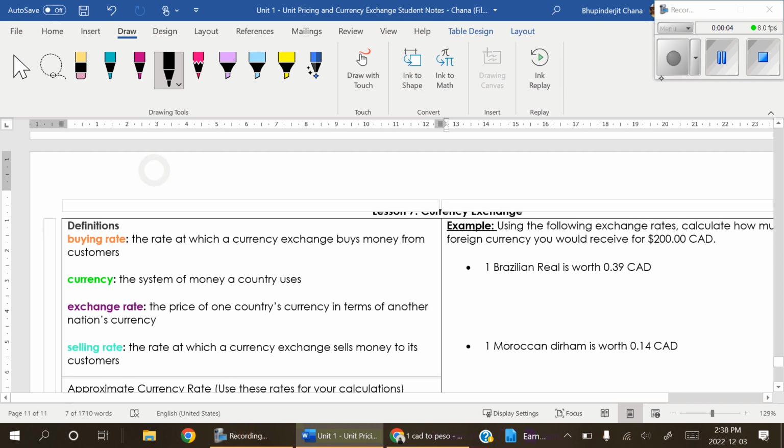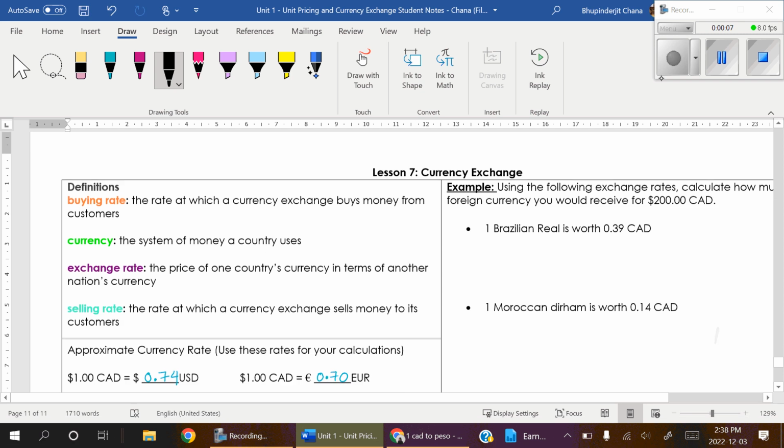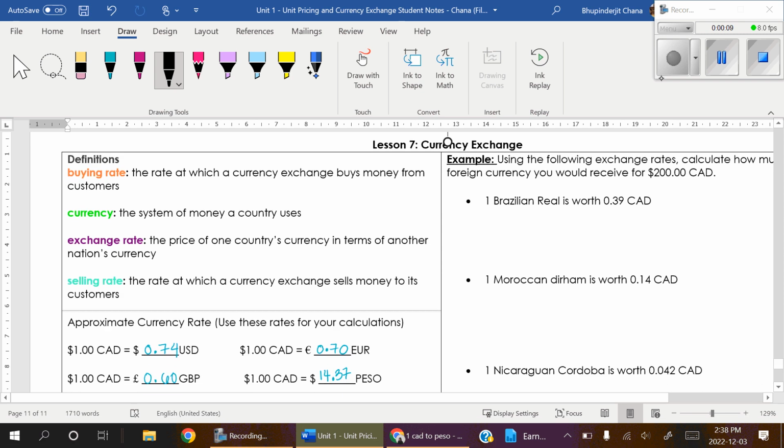Hello, everybody. Welcome to the last lesson. We're going to be talking about currency exchange today. Let's go through some definitions.